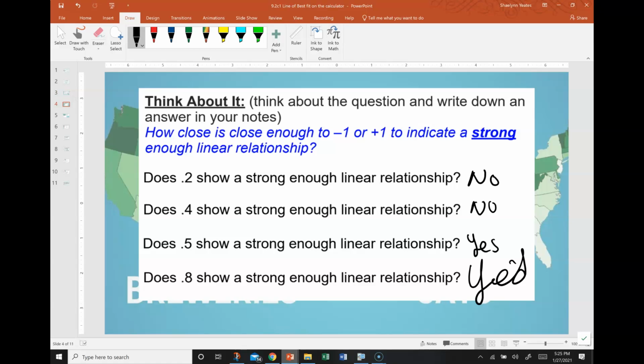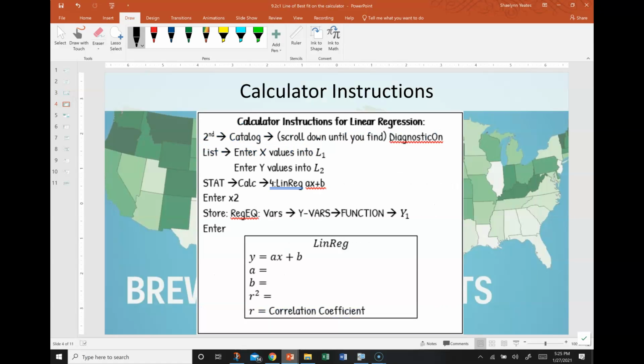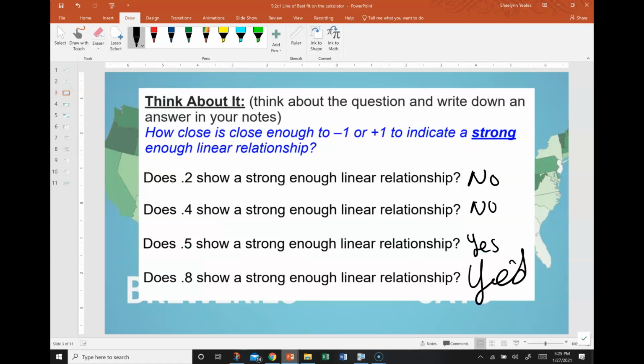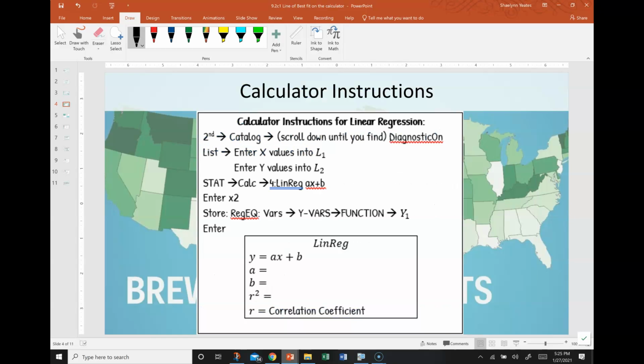It's solid. Okay? So most professionals will consider anything between -0.5 and 0.5, they'll just throw out that data. They're like, not a strong enough relationship. We can't actually consider this linear. Okay? So next thing, here are our calculator instructions.